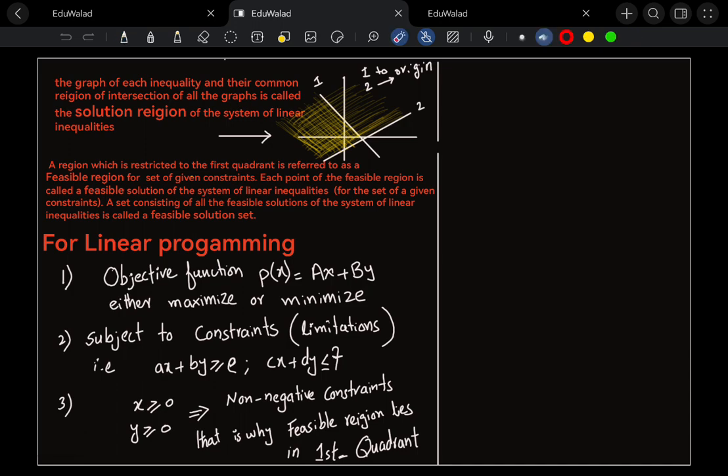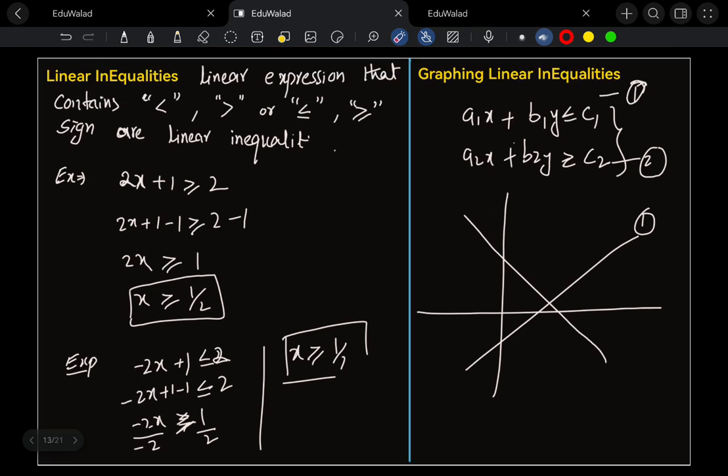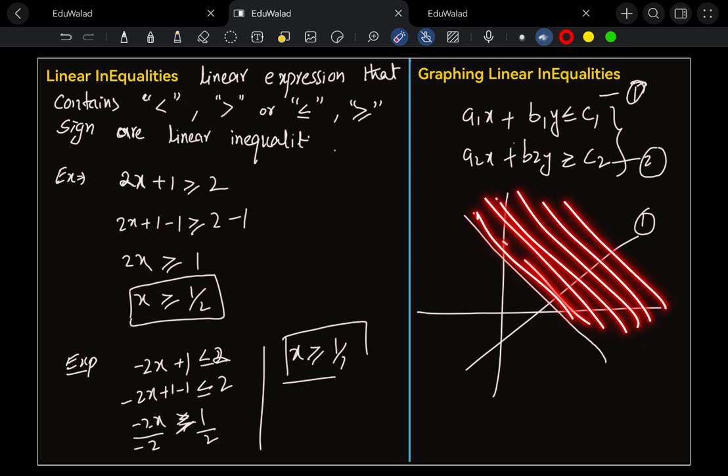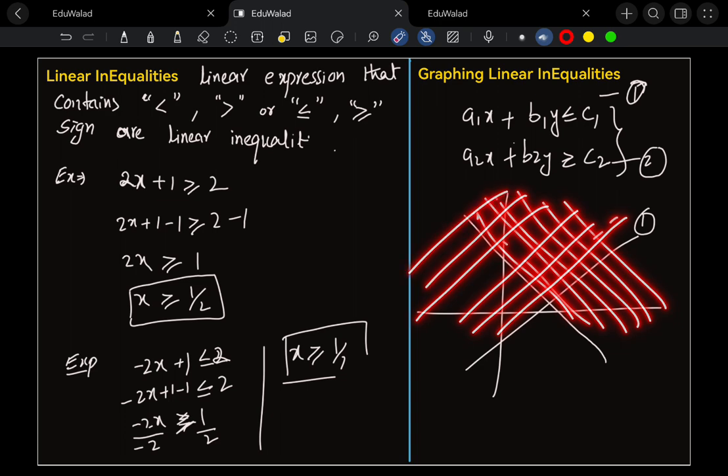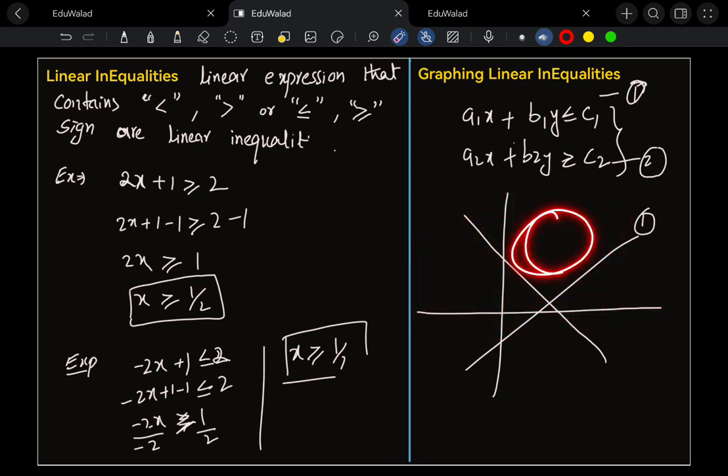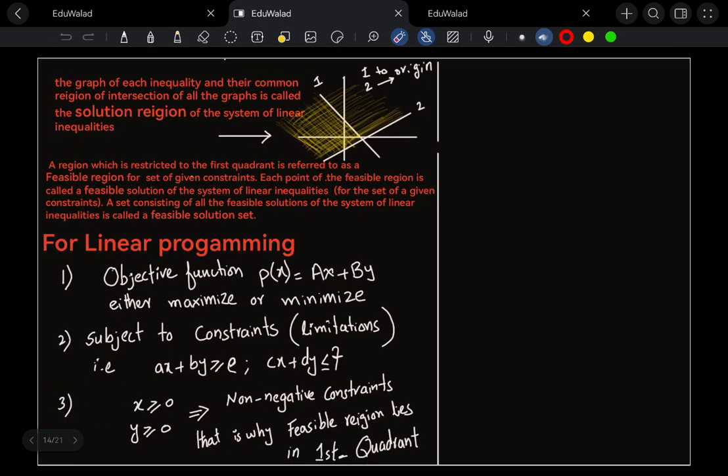Okay, the graph of each inequality, and the common region of intersection of all the graphs, is called the solution region. Their common region is here. Let's suppose this graph shows the upper region, and this graph also shows the upper region towards the origin. So this is the common region of these graphs. The common region is also called the solution region of these two inequalities.